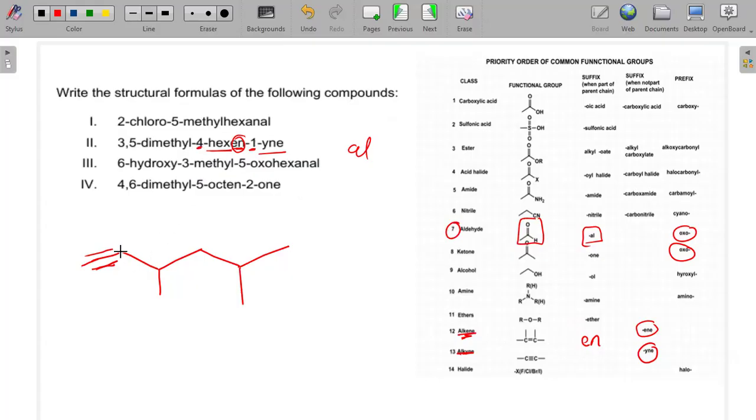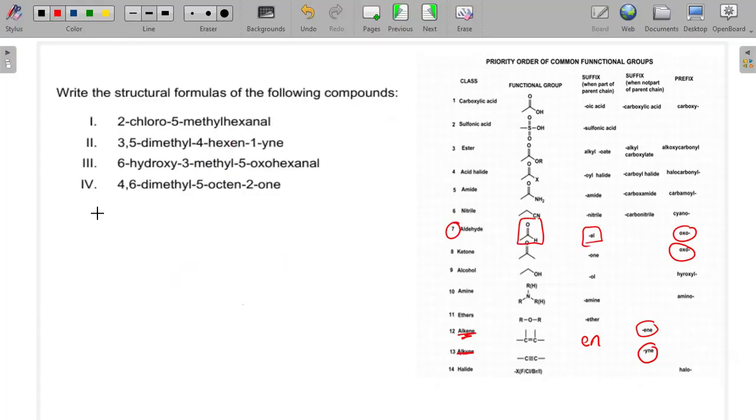Okay, so which one is position number 1? This is number 1, number 2, number 3, number 4, isn't it? So at this position, you notice that you're going to have a double bond like that. So at position number 4, that's what we have. This is the structure for the second one. So let's move on to the next one.